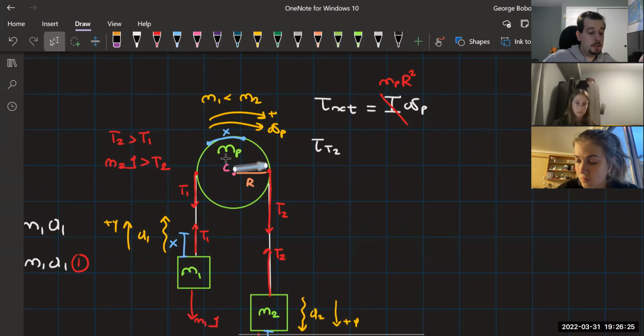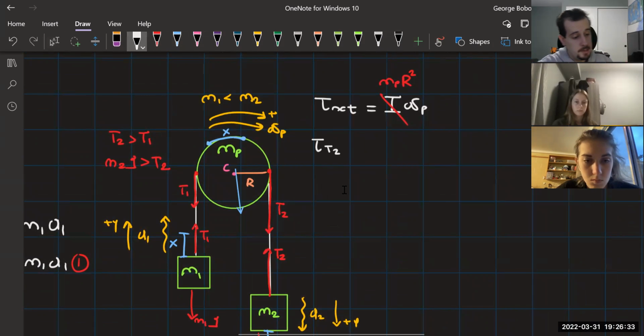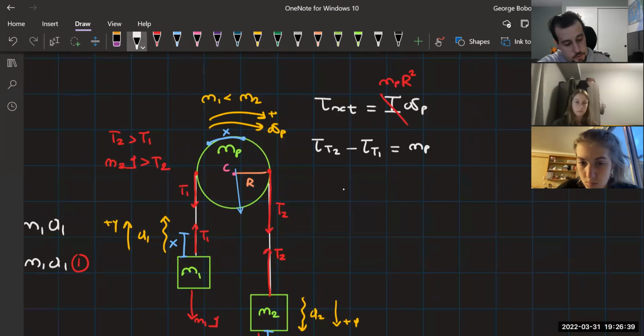So this is a positive torque from T2. If I go the other way, I hope you can see that T1 here is going to try and spin me counterclockwise, which is negative. So I have to take away the torque from T1. Okay, so far, so good.